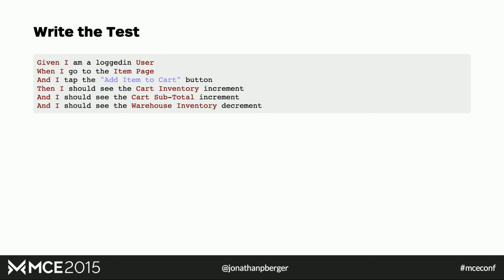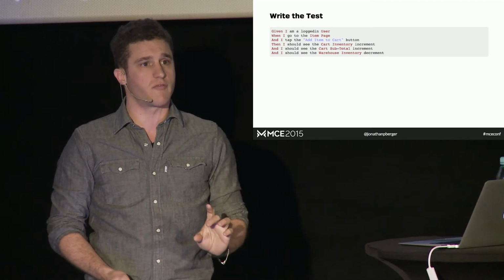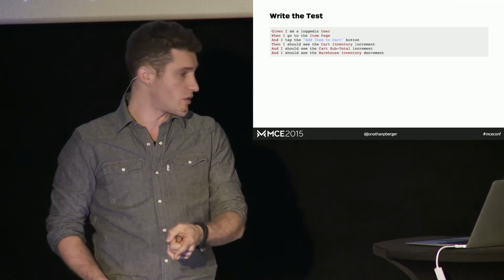So given I'm a logged in user, when I go to the item page and I tap the Add Item to Cart button, then I should see the cart inventory increment, I should see the cart subtotal increment, and I should see the warehouse inventory decrement. This is a meaningful story. It's the smallest unit of work that has user-facing value. The non-technical PM can understand it, and the computer can read the thing, right?